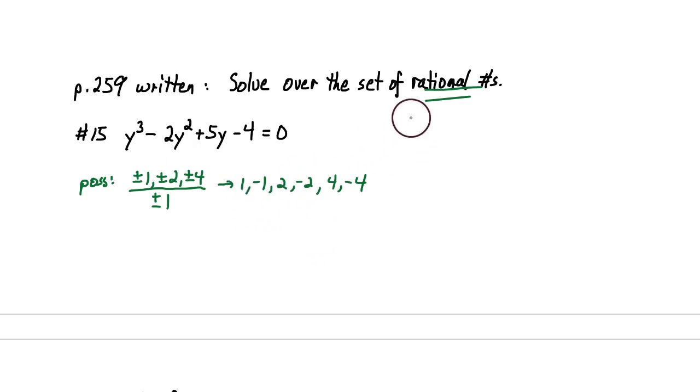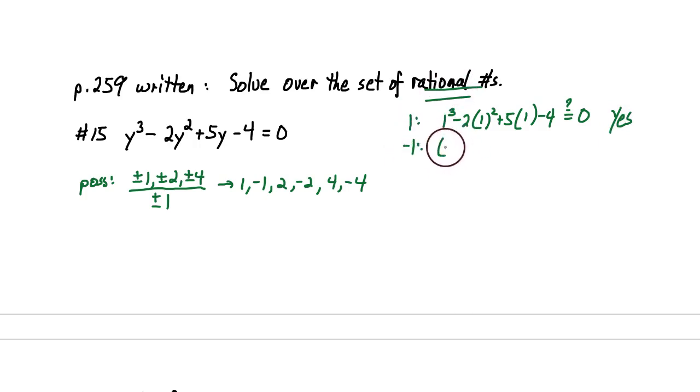Start by filling in 1. We would have 1 cubed minus 2 times 1 squared plus 5 times 1 minus 4. Does that equal 0? Does that solve the problem? 1 cubed is 1. 1 minus 2 is negative 1. Negative 1 plus 5 makes 4, and 4 minus 4 makes 0. Yes, the number 1 is a rational root. Now let's fill in negative 1 and see if that works.